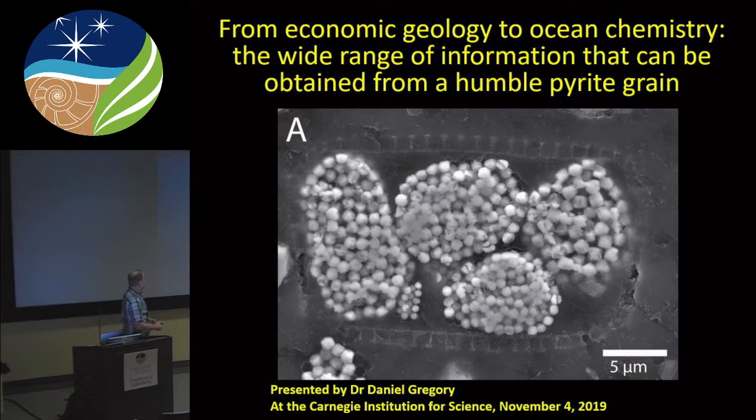So one of the terms I'm going to throw around is framboidal pyrite. These are pyrite framboids, and they're a mass of microcrystalline pyrite that was originally thought to have looked like a raspberry, hence the name framboid after frambois, which is French for raspberry.